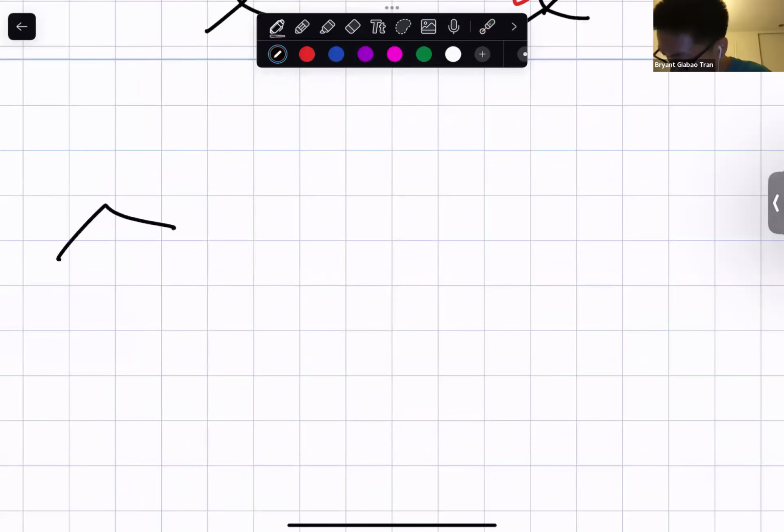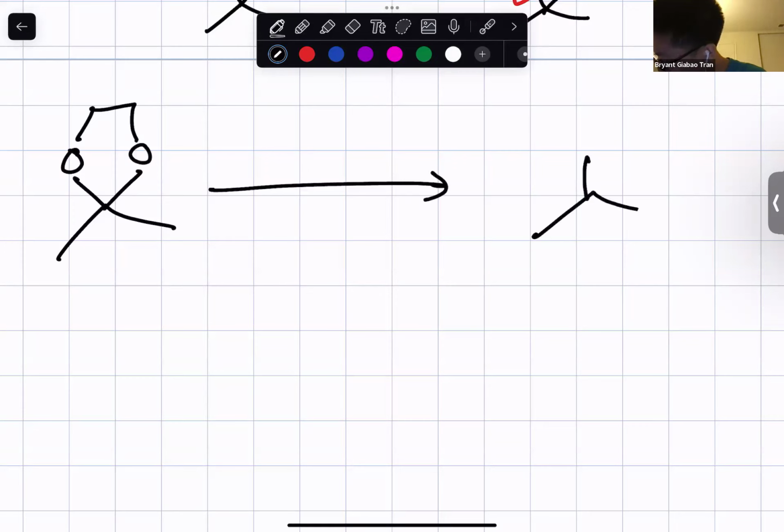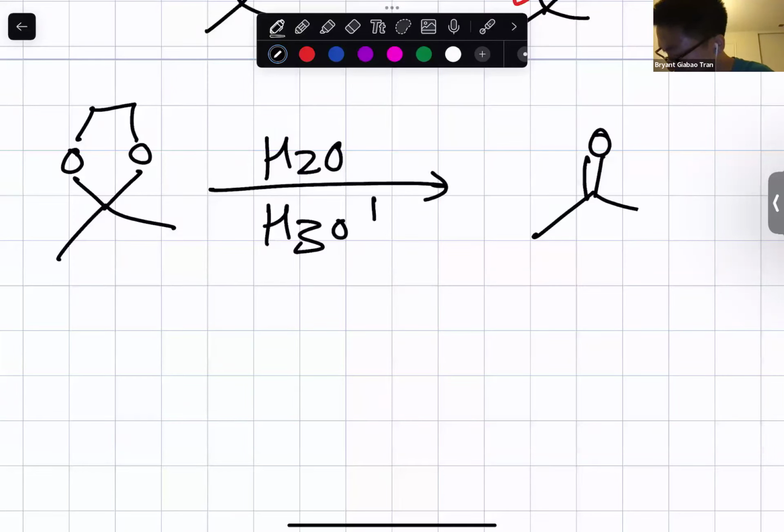So if we want to go from a cyclic acetal to a carbonyl, we want to use water. And let's say this time we use H3O plus. First thing we do, we make this into a good leaving group by protonating it.